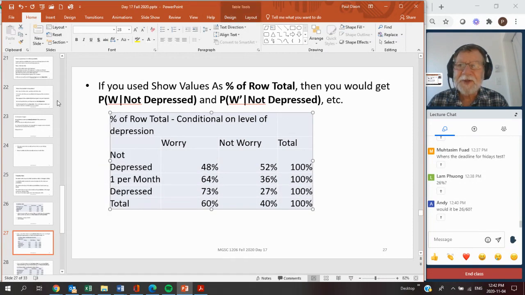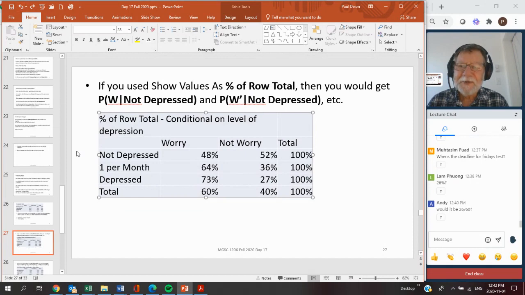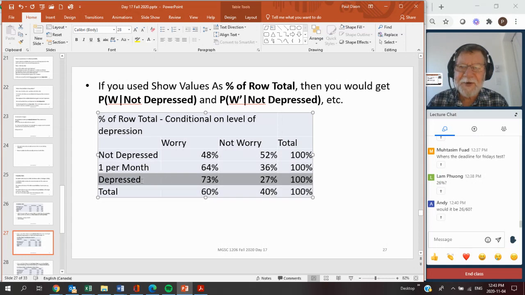Whoops, excuse me. Can I do that? No, I can't. And I won't try fussing around with it. It wants to change other stuff. But if I'm looking across at this row, there I go.